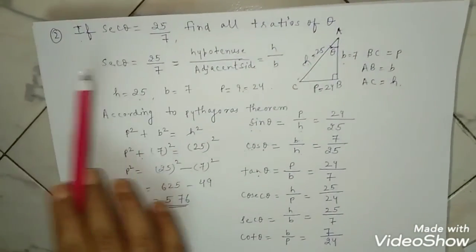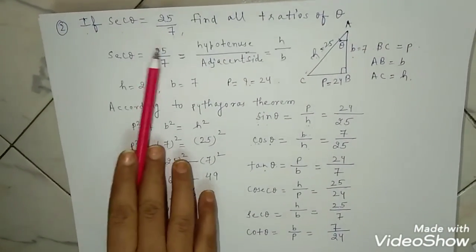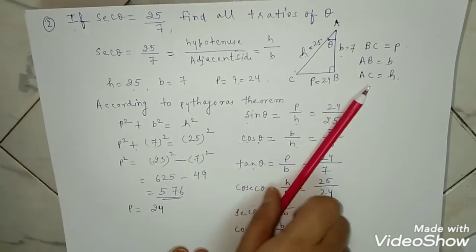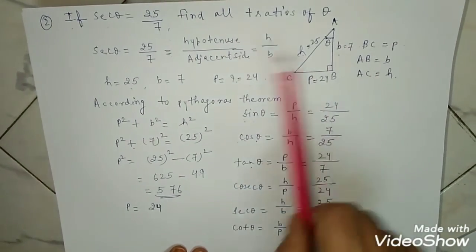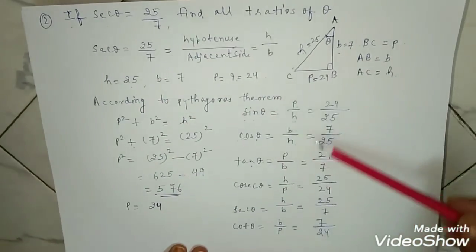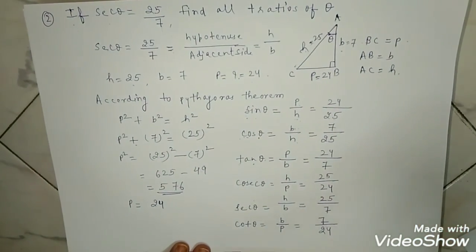So whenever questions are asked based on T ratios, first you will figure out which sides, perpendicular, base or hypotenuse, are given to you. Then you will find the third side which is not given. Using all three sides, you will find all the other T ratios.